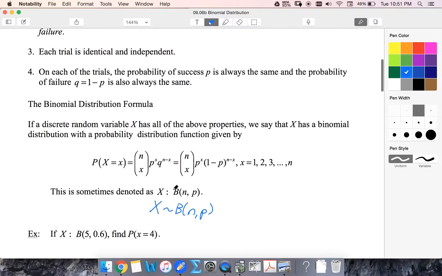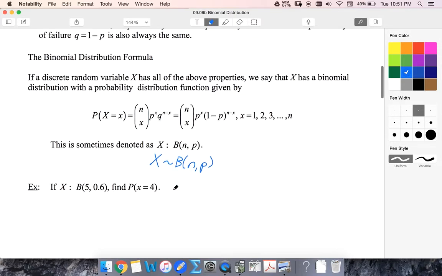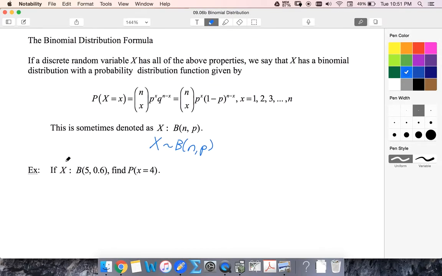Okay, so let's look at this one. We're not told what the distribution is or what the exact example is, but we're told that it's a binomial. So our n value is 5, so there's 5 trials we're doing. Probability of success is 60%. So find the probability that x is equal to 4.